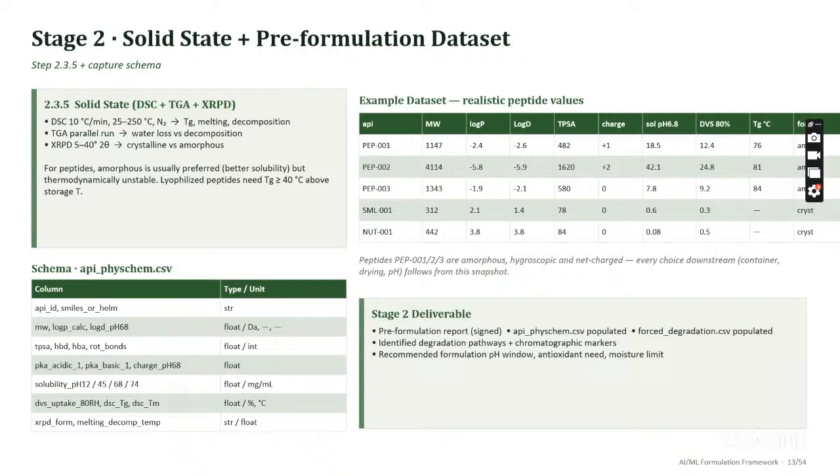So you should tabulate the data: API, molecular weight, log P, log D, TPSA, charge. These are the physicochemical properties. They won't change at all. These are actually basic constants. For a particular compound, it has a particular value.